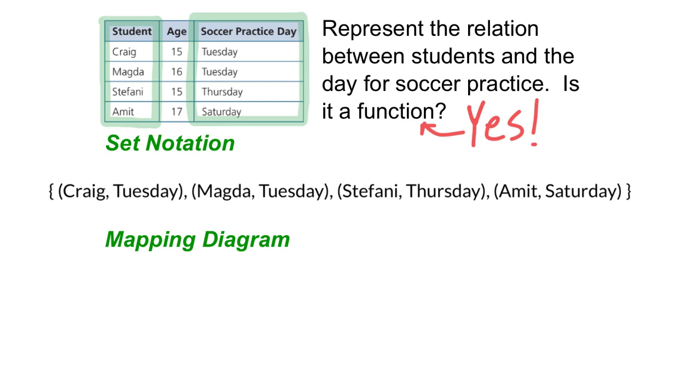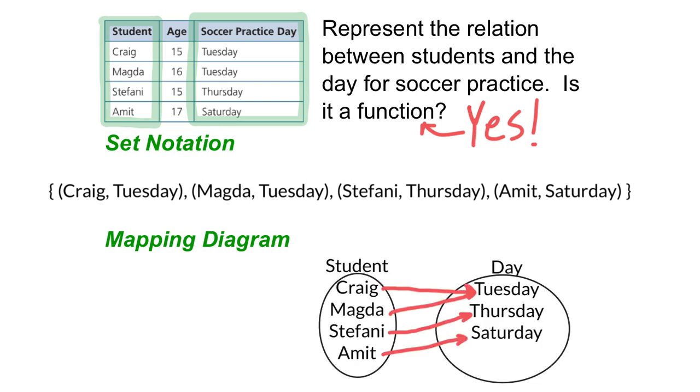So a mapping diagram looks like this. We have a list of all the students. We have a list of all the possible days that they practice. Notice I did not repeat Tuesday, even though it appears twice in the list. I'm just listing all the possibilities. It's either Tuesday, Thursday, or Saturday.